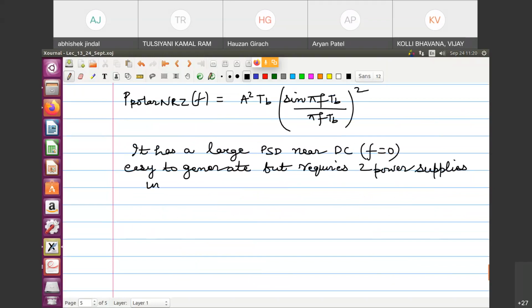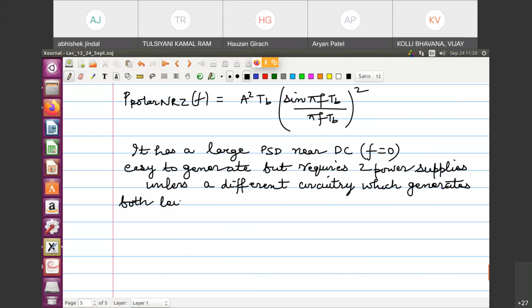Unless there is a different circuitry which generates both levels from a single supply.